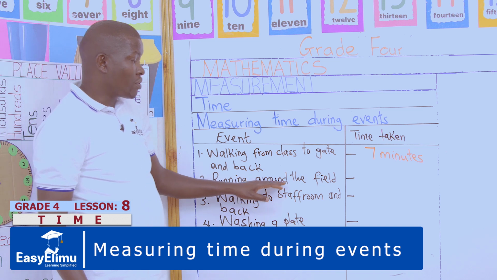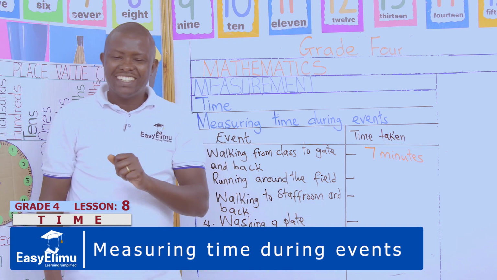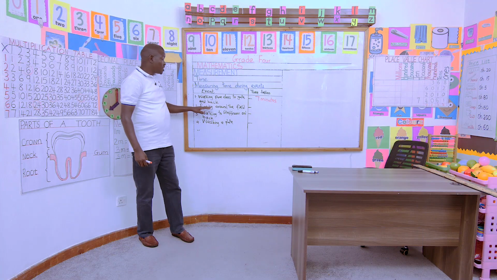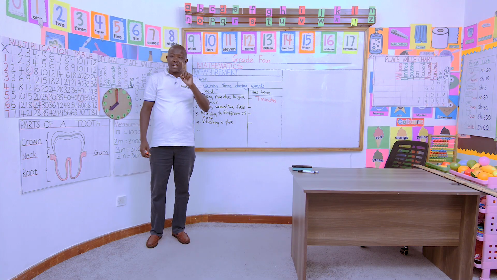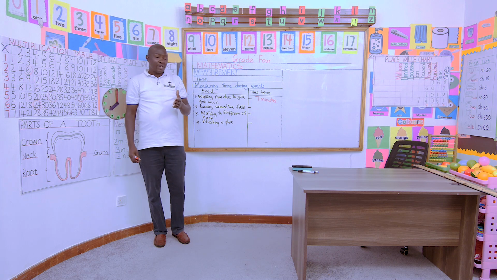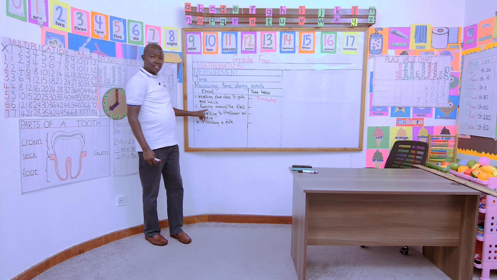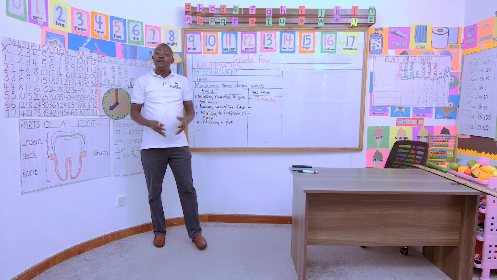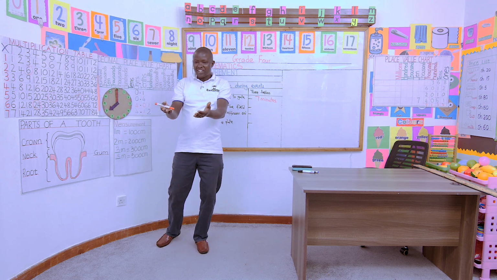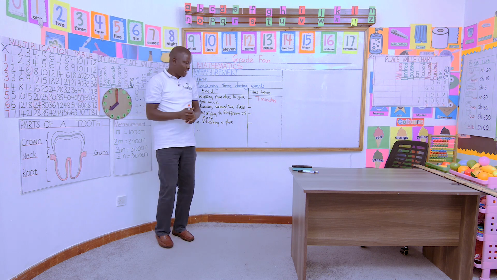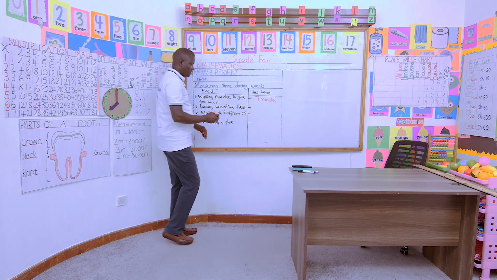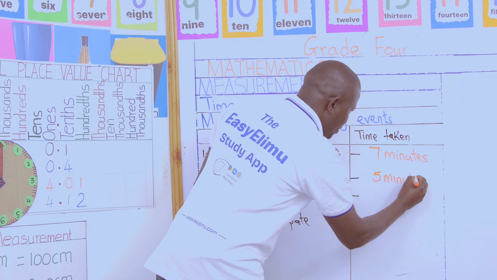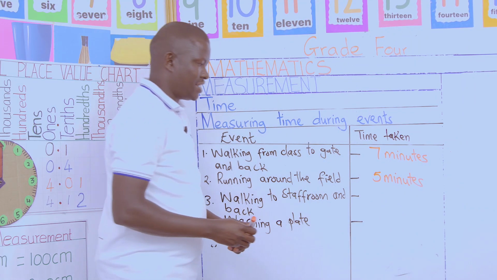Now, let us turn to Tom, running around the field. Who was your timekeeper? You chose one of your group members to be a timekeeper. What time did you take to go around the field? Just one run. You went around the field, but running for how many minutes? 7 or 5 or 10. What did you record? You recorded 5 minutes. Running around the field, you took 5 minutes. So let me record what you covered.